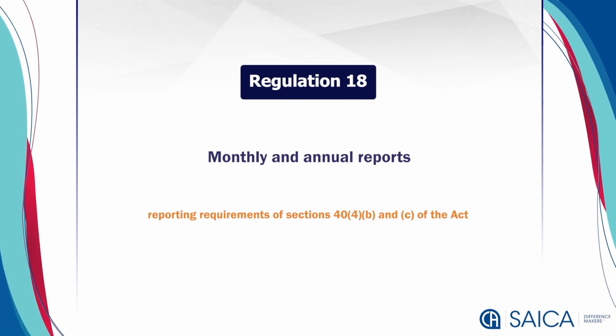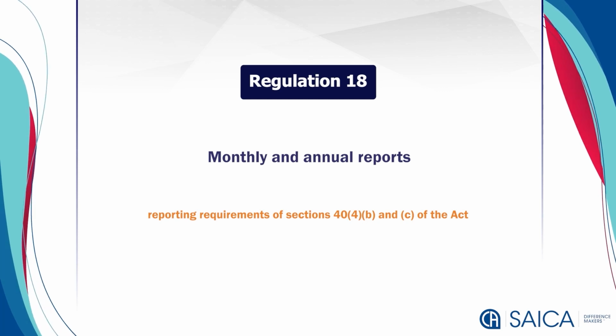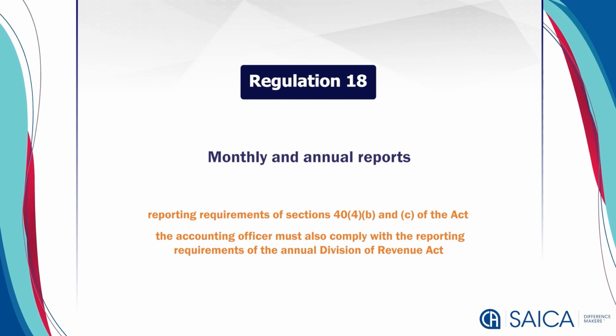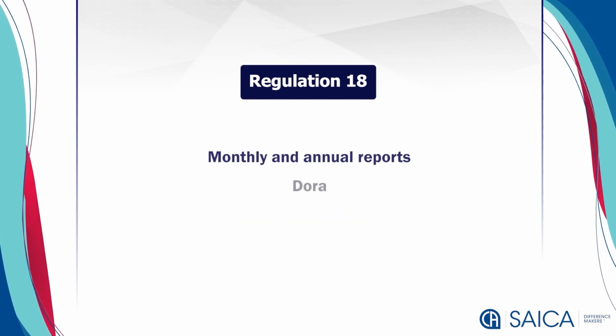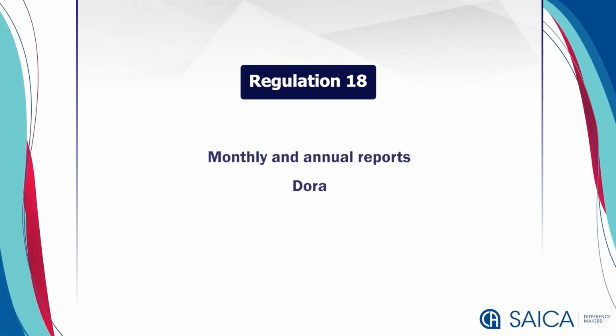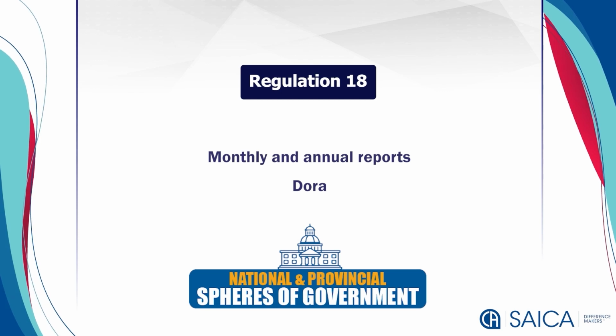In addition to the reporting requirements of Sections 40, 4, B, and C of the Act, the accounting officer must also comply with the reporting requirements of the Annual Division of Revenue Act. The objective of this Act is to provide for the equitable division of the revenue raised nationally among the national, provincial, and local spheres of government.